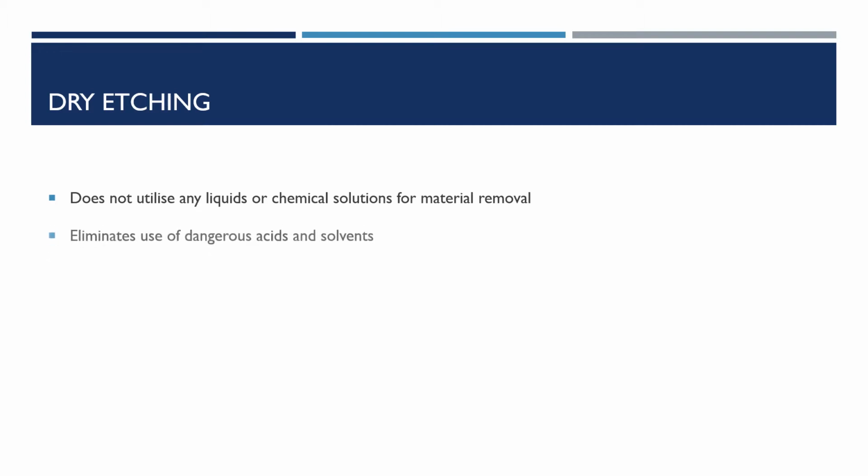After the wet etching, the next section in the etching processes is the dry etching. As the name suggests, this one does not utilize any liquid or chemical solutions for the material removal. Hence, it eliminates the use of dangerous acids and solvents which we saw in the wet etching process.